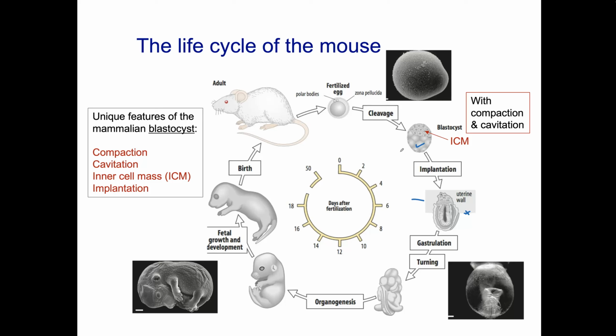And during the cleavage stages, there is a process called compaction, which is required for the process of cavitation, which is the formation of this blastocoel, this fluid-filled cavity. And we'll be talking about that and how cell adhesion molecules impact that, because the proper connections between cells make a big difference to lots of things.